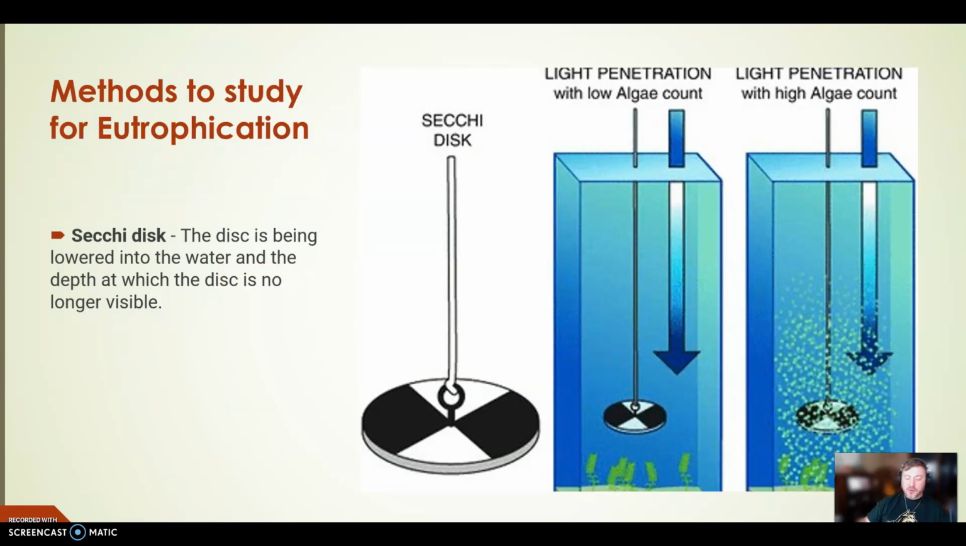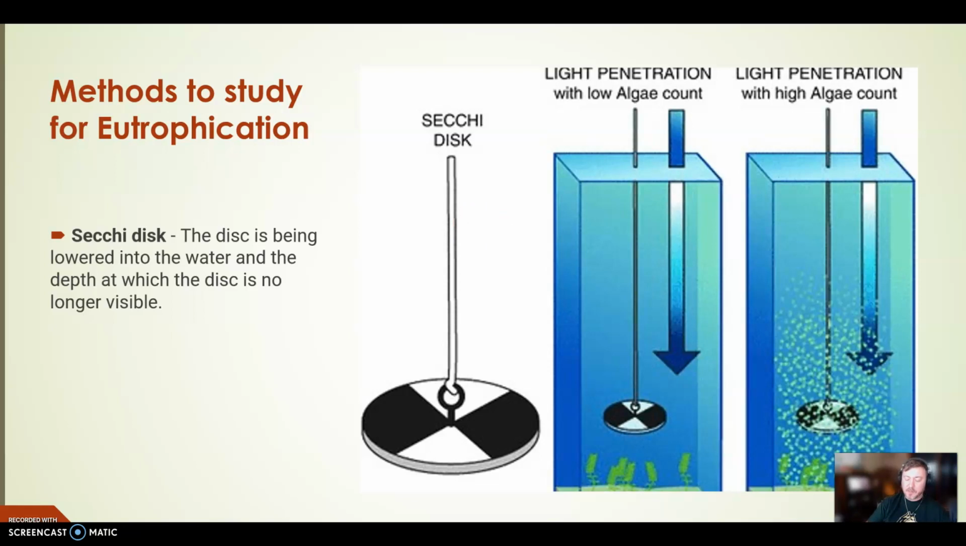How can we detect for eutrophication? There are a few methods that I will discuss in this presentation. The first shown here is what is called a Secchi disc. The Secchi disc is an 8-inch disc with alternating black and white quadrants. It is lowered into the water, usually from a boat or a dock, until it can no longer be seen by the observer.